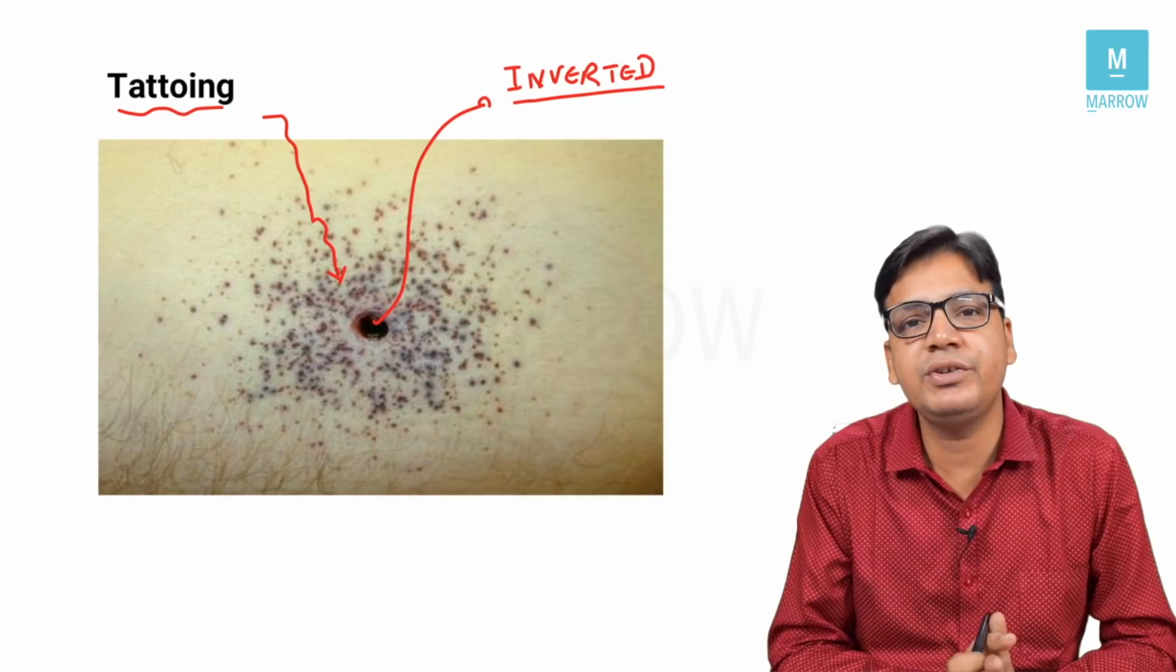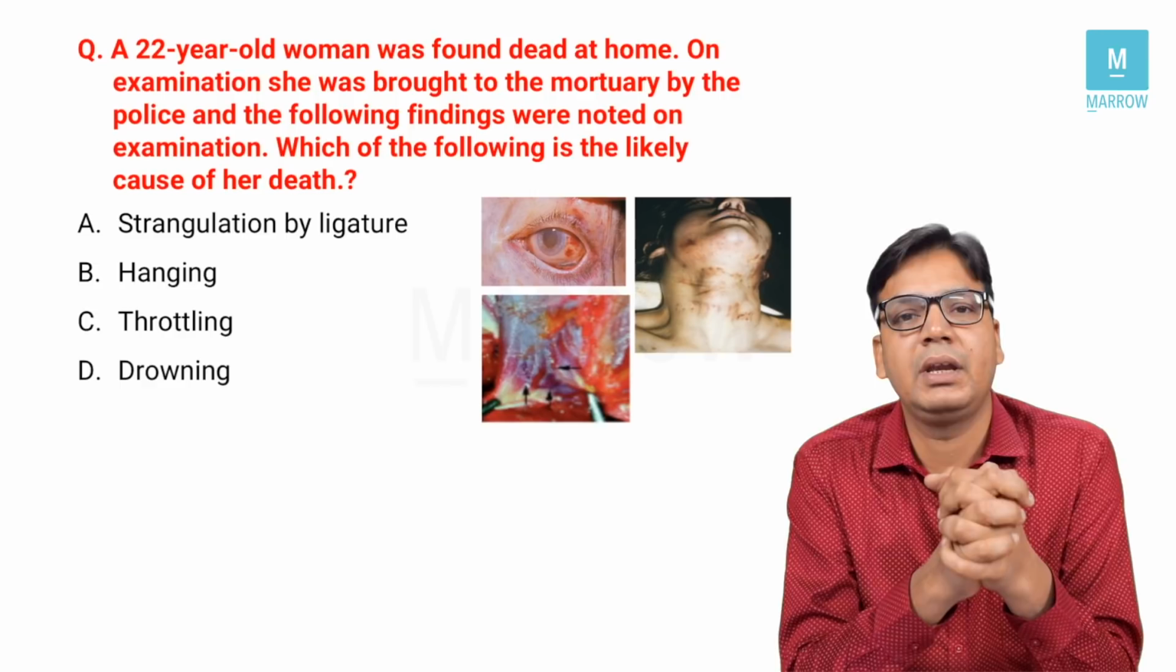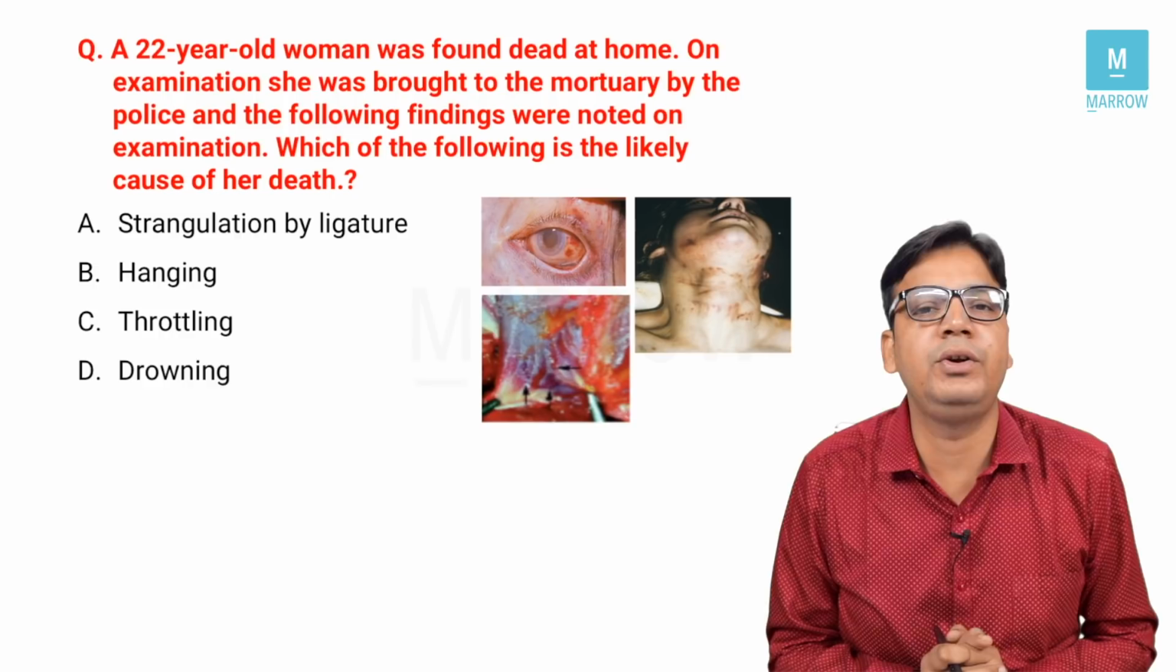Now I am coming to the next part. Okay, now see, this is a very important MCQ. Actually, this question had many confusion. अब इसमें problem क्या आता है? Because see, three images were given and the person was brought to the mortuary by the police and the following findings were noted. अब देखो sir, what are the important findings we can see?